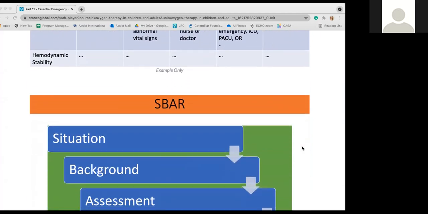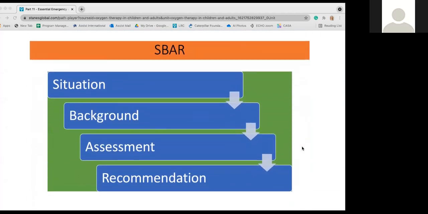Yeah, we can continue. This is SBAR. You need to think about our situation now and what was leading to the situation, which is the background behind. So assess the situation and provide the recommendation. So that's just a summary. I don't need to go into details because I don't expect everyone to be an expert in this.